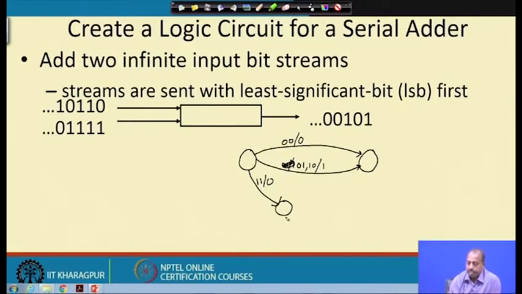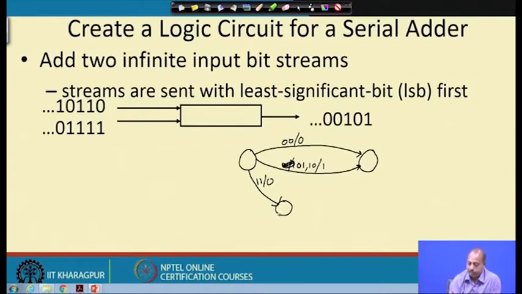Now, from this state, if the next 2 bits are 0 0, then it has to output a 1 because the carry was generated and we do not have any carry.